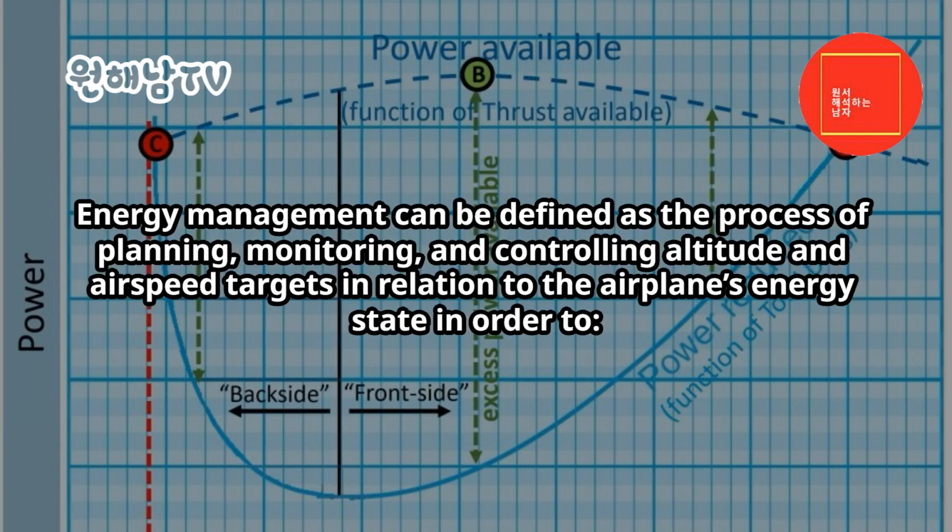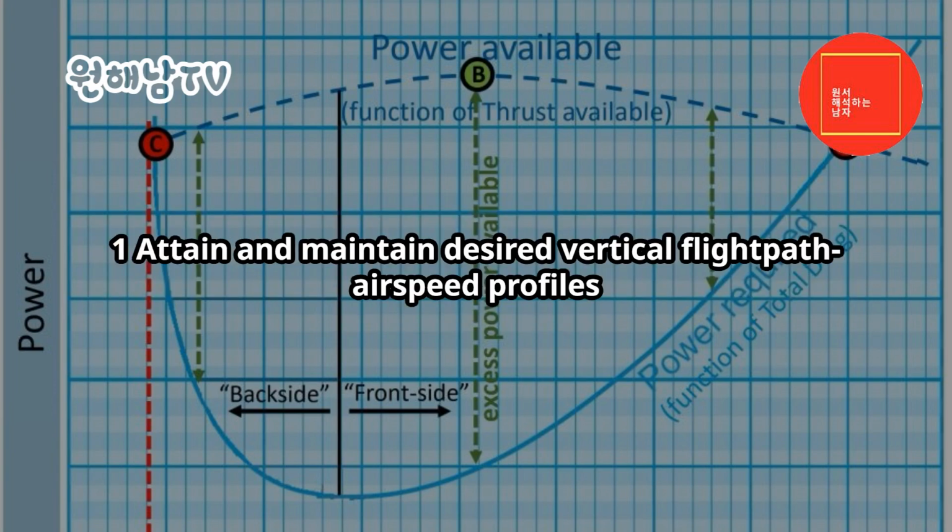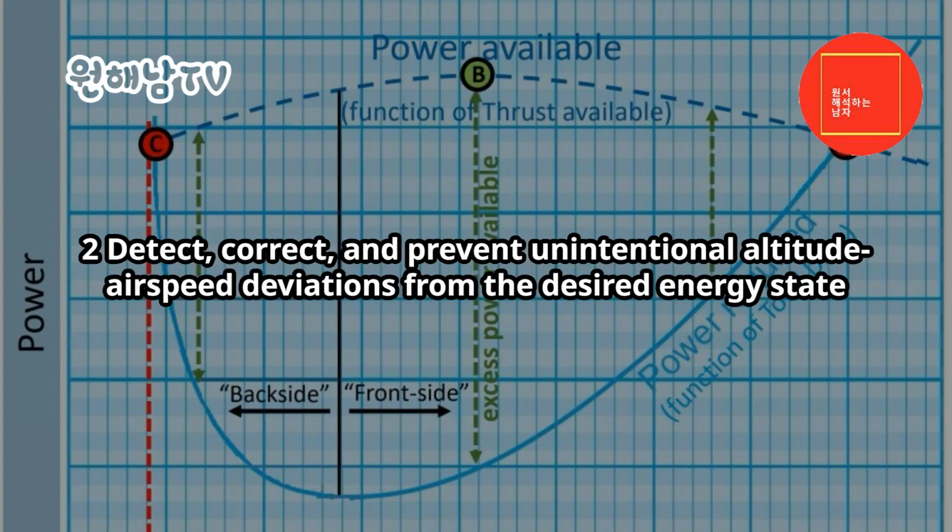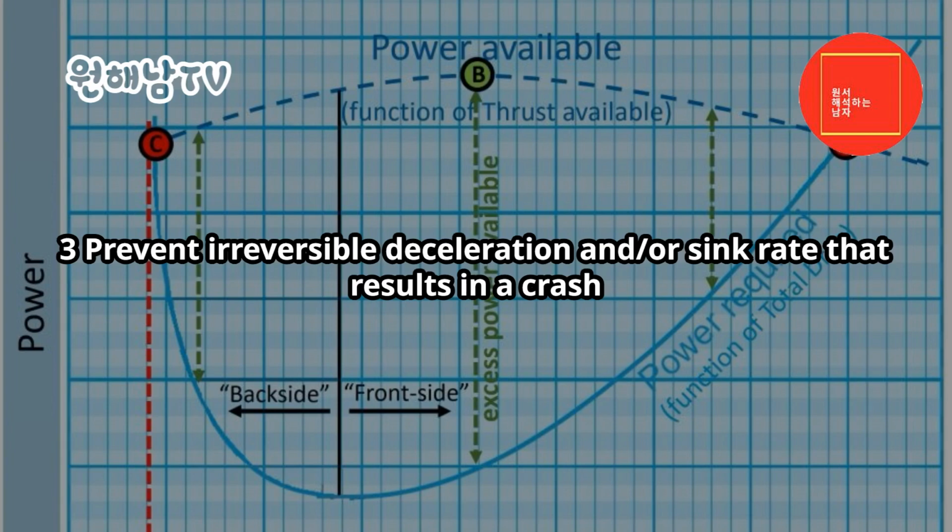Energy management can be defined as the process of planning, monitoring, and controlling altitude and airspeed targets in relation to the airplane's energy state in order to: 1. Attain and maintain desired vertical flight path and airspeed profiles. 2. Detect, correct, and prevent unintentional altitude and airspeed deviations from the desired energy state. 3. Prevent irreversible deceleration and/or sink rate that results in a crash.